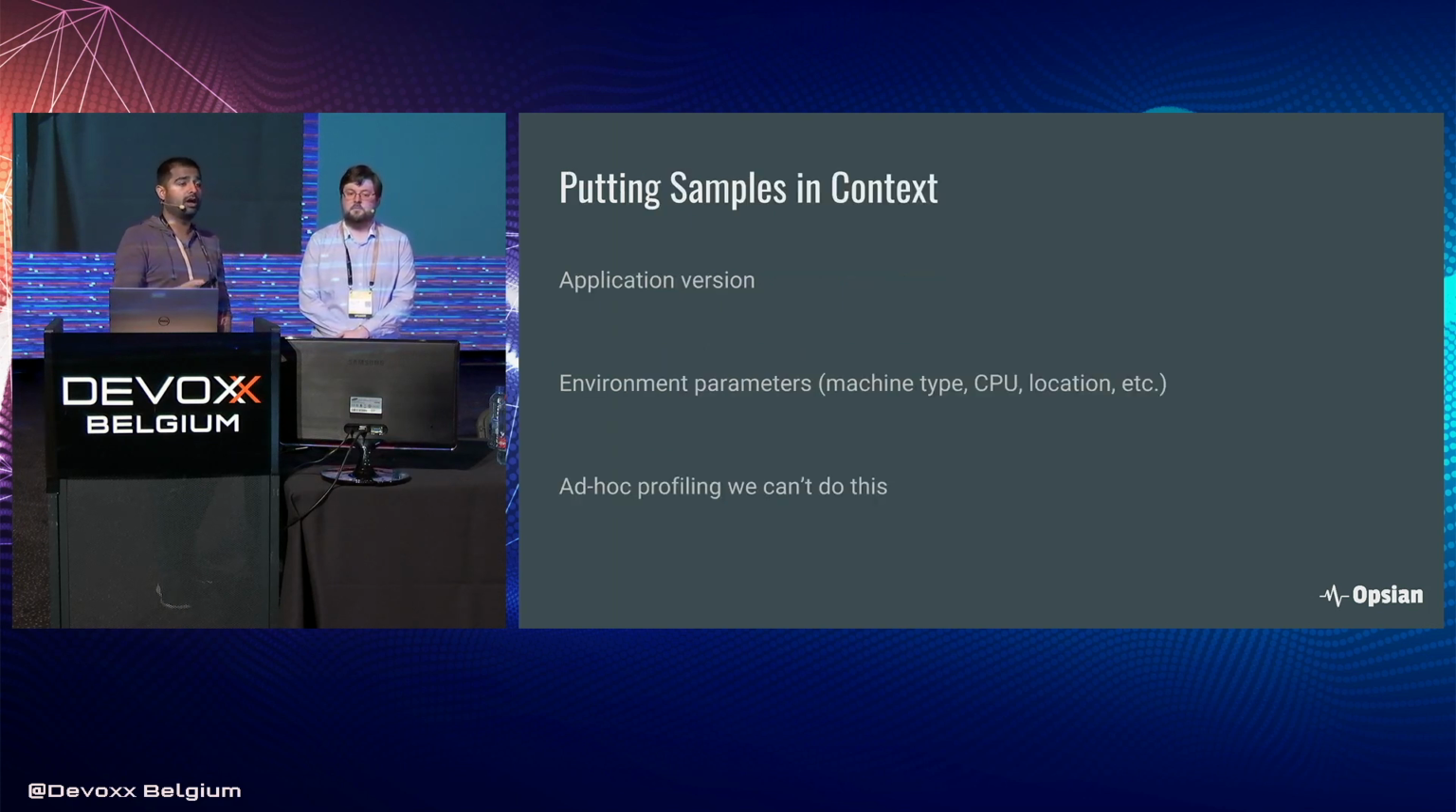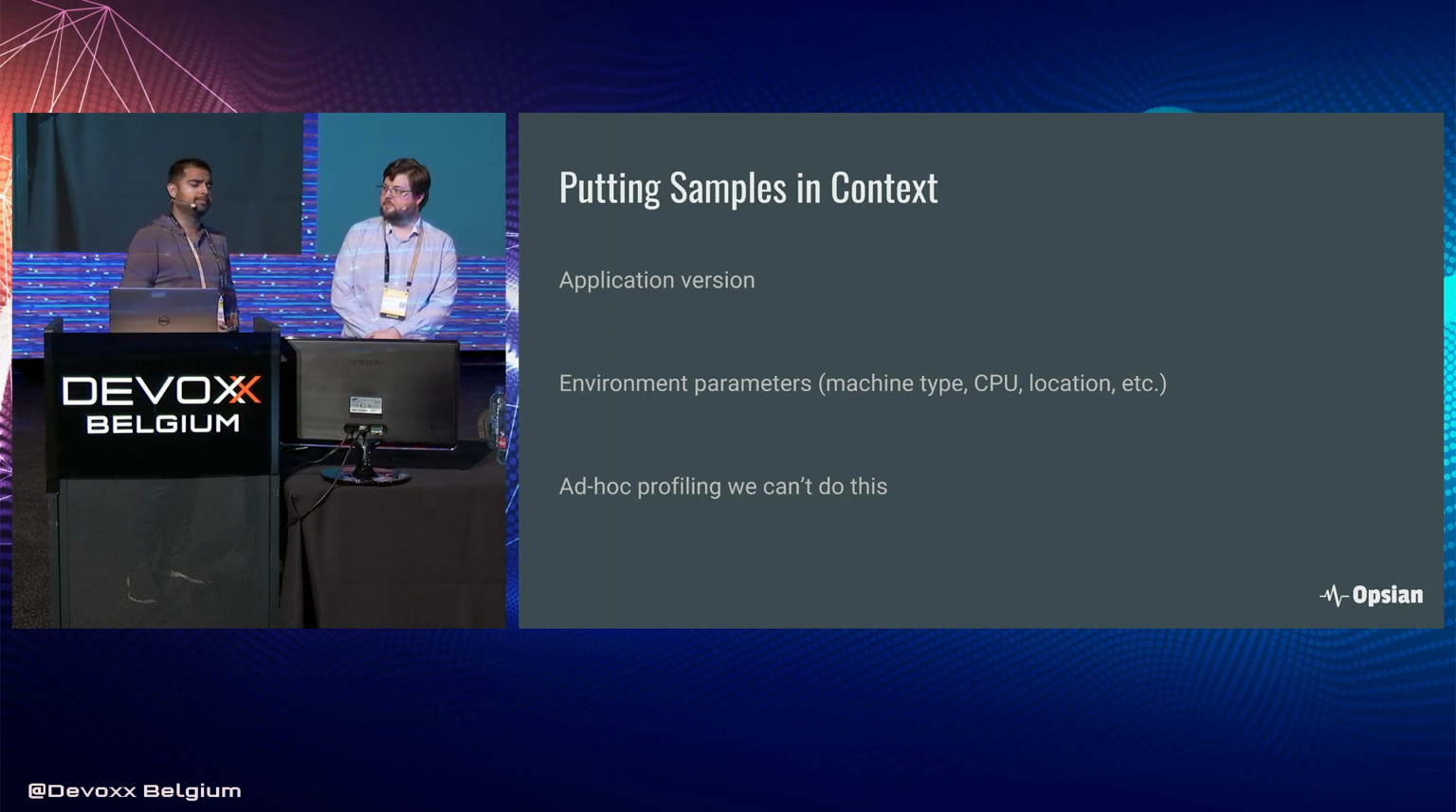We can also start putting our samples in context. So we talked about the different application versions that we have, where you could attach those to the sampling data you have. You could attach environmental parameters. So this is an Amazon C3, and this is Amazon C4. And you can ask questions like, how do my C3s compare to my C4s? How do my Java 9 instances compare to my Java 8 instances, for example? And that's something you don't get if you just do ad hoc profiling.